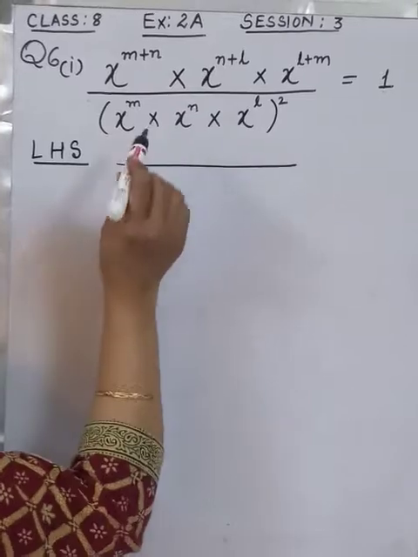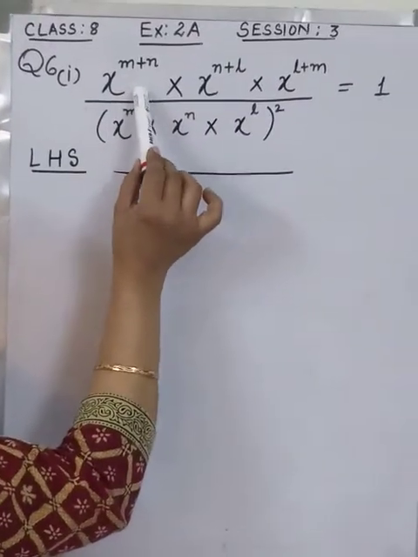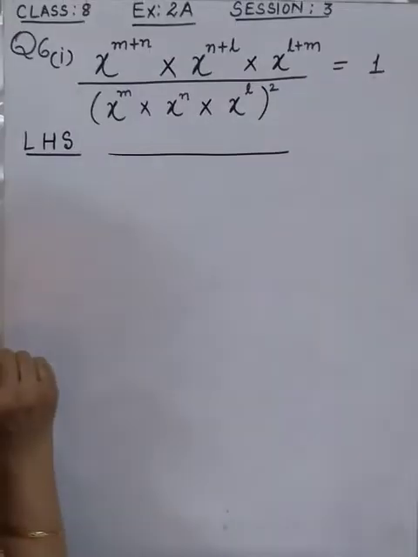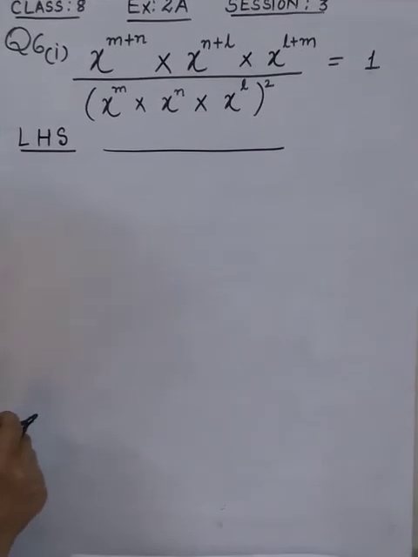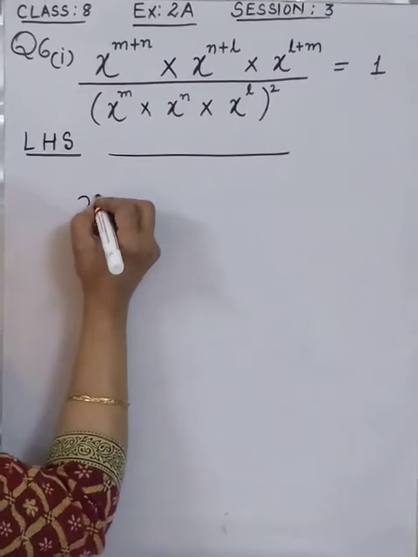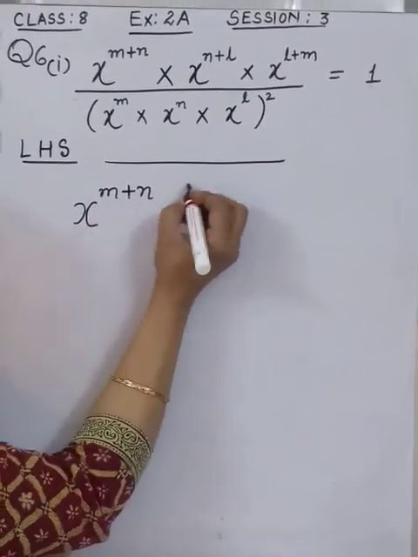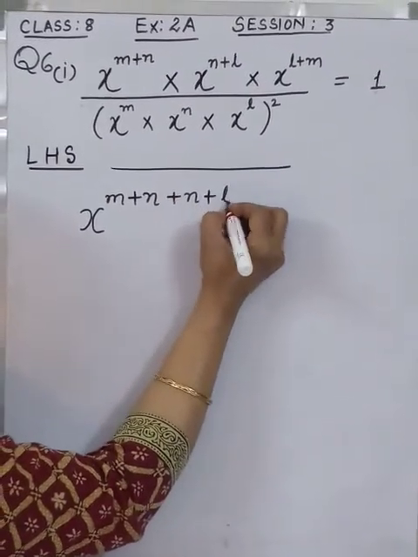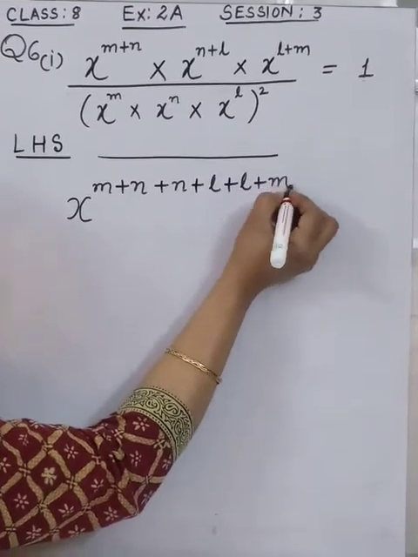See, now I am in the LHS expression. In the numerator we are multiplying three terms with the same base, that is x. So we know very well on multiplication power gets added. So we add all the powers. So what we get? x to the power m plus n plus n plus l plus l plus m.